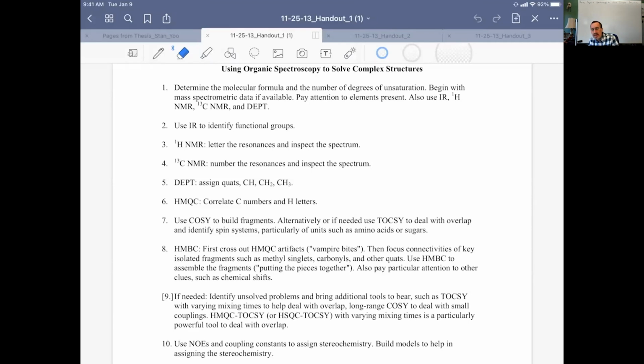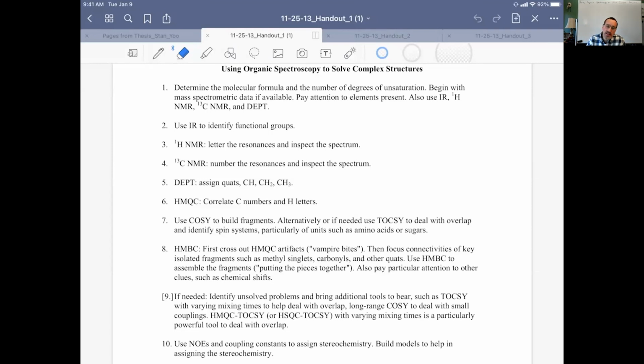And then the last part of what I'll consider still mechanical is we'll go through the HMQC and correlate the C numbers with the hydrogen letters. That's particularly useful if we have stereocenters and diastereotopic protons. At that point, we're going to use COSY to build up the fragments. If we have a lot of severe overlap, we may use additional techniques like TOCSY.